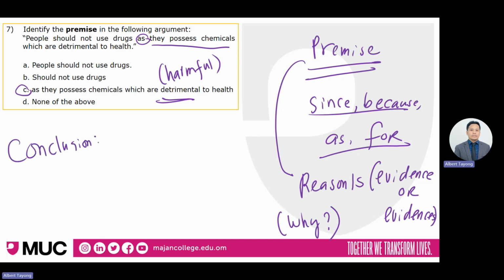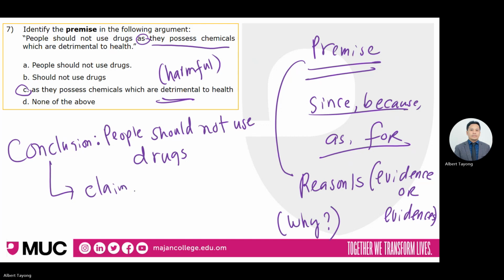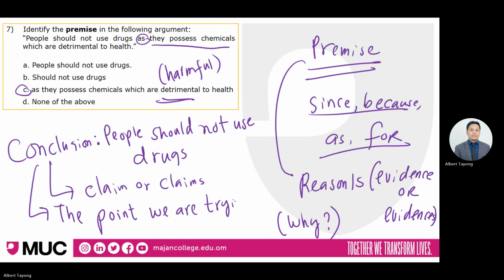Here our conclusion then is people should not use drugs. So conclusion is our claim. Claim or claims, if you have 2 or more. It is the point we're trying to make. Because I might reverse the question. I might be asking for the conclusion instead of the premise. Okay, so I hope that this is very clear.